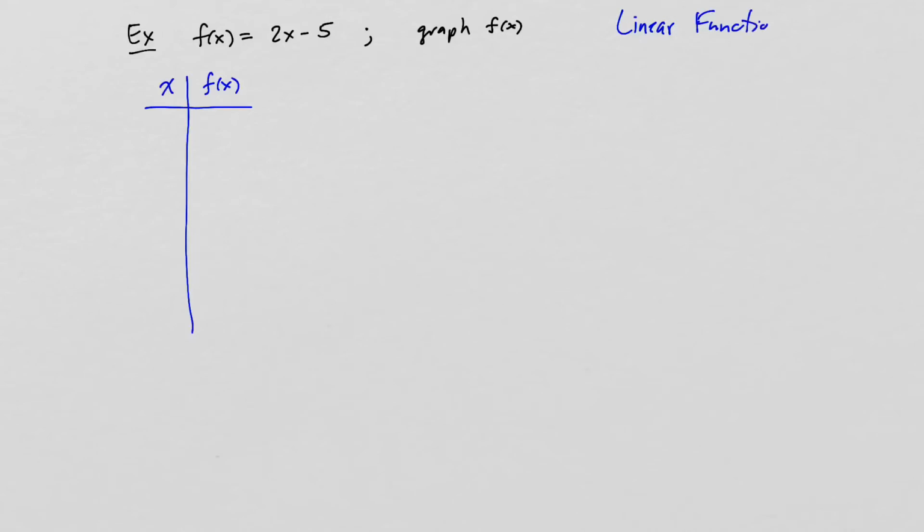Now you should recognize that this is a linear function, if you look at it, because you should notice that it has the format f of x equals mx plus b. M is the slope, and b is the y-intercept. So we know that this graph is going to be a line. Let's plug in some numbers. Let's plug in x equals 3, x equals 0, and x equals negative 1.